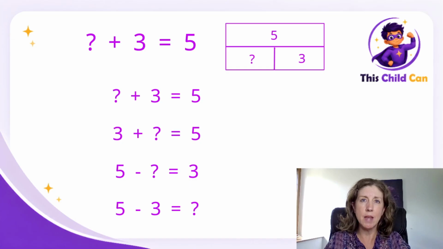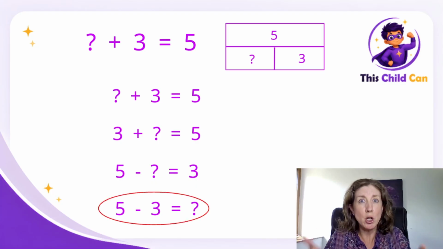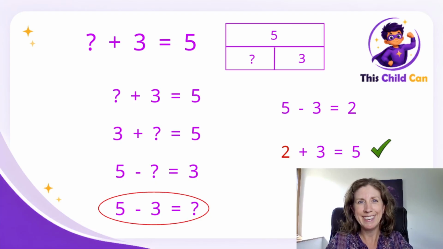So in looking at these, we can see that the most helpful fact here is 5 take away 3 equals question mark. Now we can do that sum. We can do 5 minus 3, and the answer is 2. So 2 is our missing number.